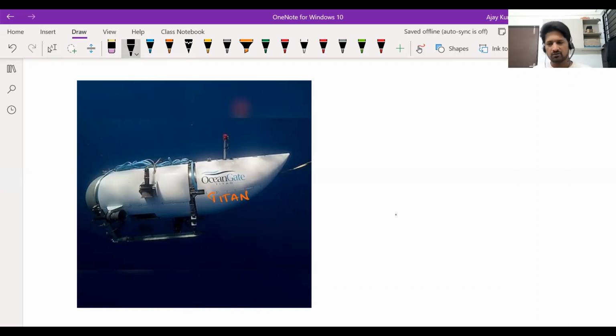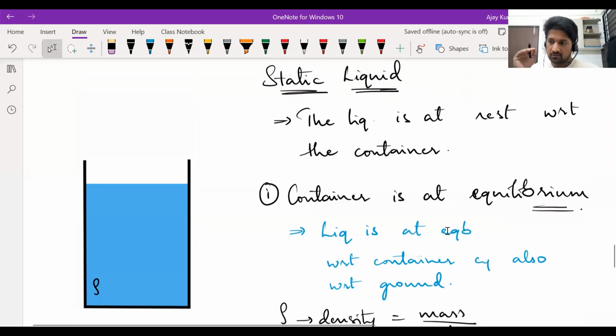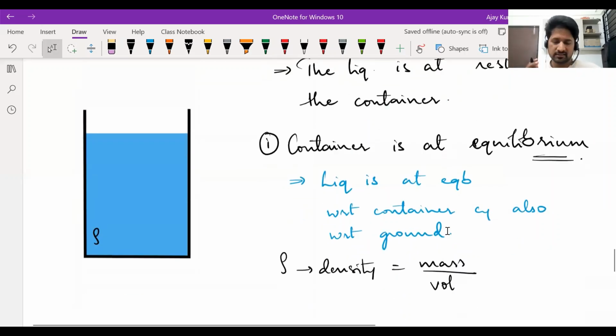Okay. So it is known from experience that as we go deeper into a liquid, in this case, the water in the sea, pressure increases. Fine. So we will first derive an expression for pressure in a liquid at a certain depth.